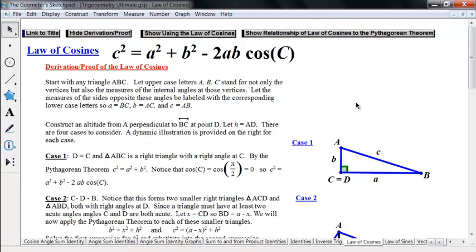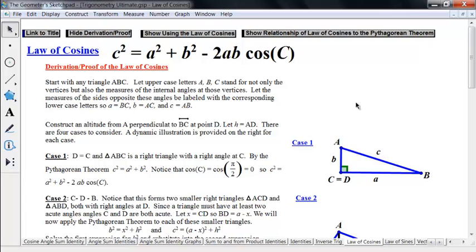So we're going to start with any triangle ABC, and as we usually do with our labeling, we're going to let the uppercase letters A, B, and C stand not only for the vertices, but also for the measures of the internal angles at those vertices. And let the measures of the opposite sides of these angles be labeled with the corresponding lowercase letters. So a is the length from B to C, the length of the side opposite angle A.